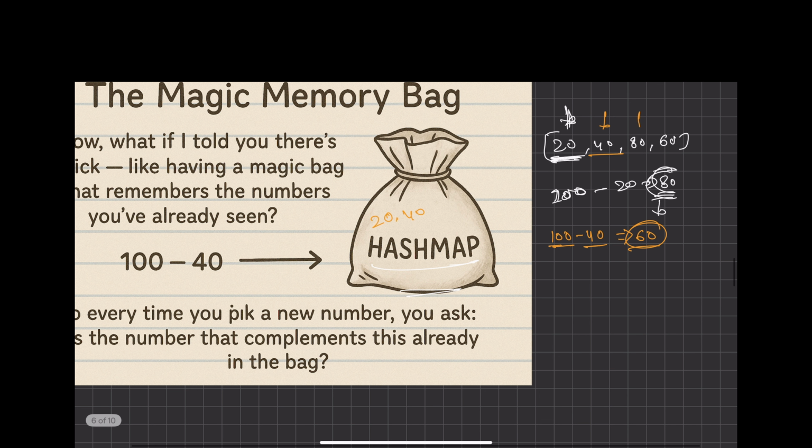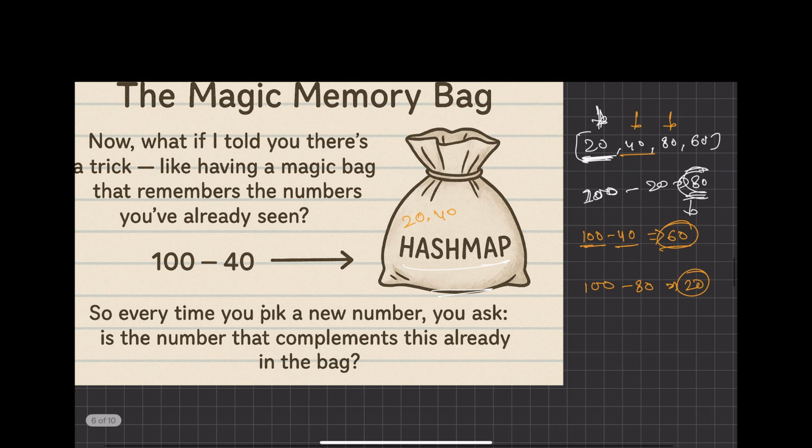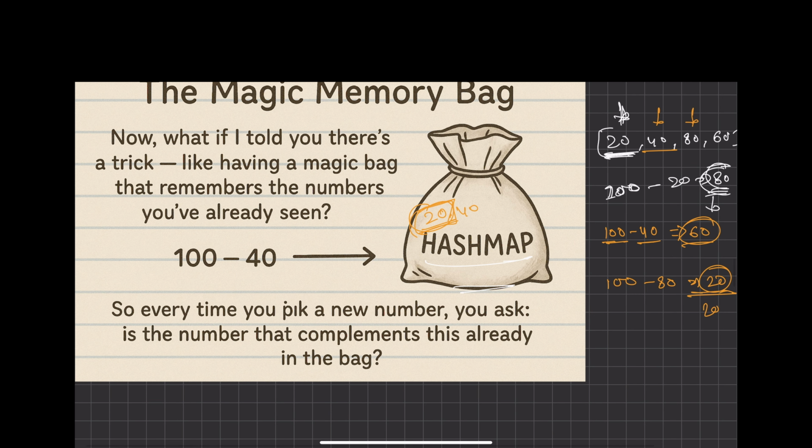Now you go to 80. Now you have 100 rupees, you spent 80, you remember with 20, correct? Now you see in your magic bag, do you have a 20 rupee item in your bucket list? Yes, you have 20. So what is your answer? This 20 and this 80 is your answer.